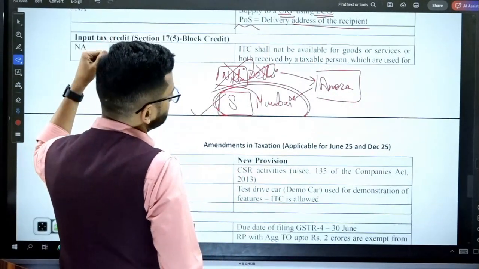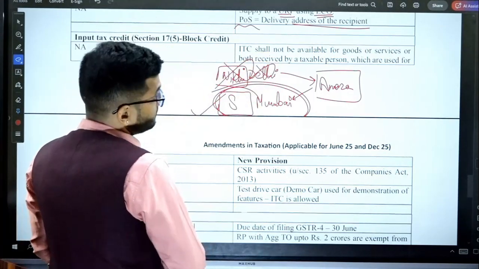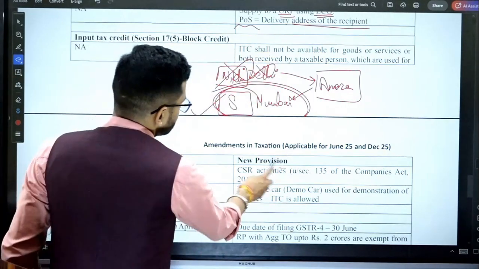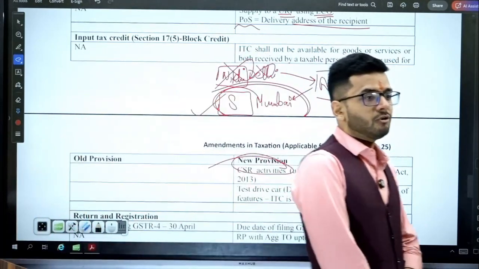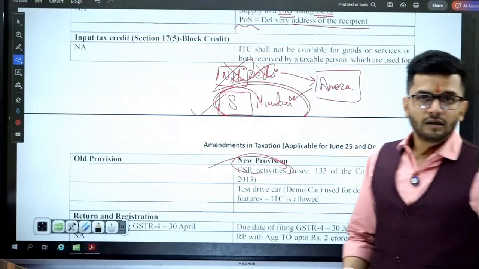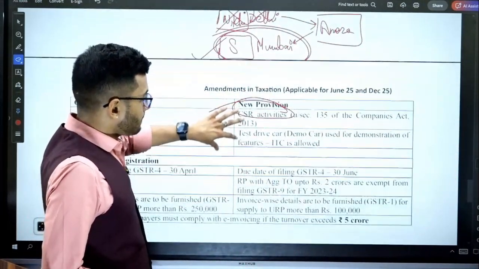All right, blocked credit. ITC shall not be available for goods or services or both received by a taxable person which are used for CSR activities. So if you are purchasing some goods and services for using it for a CSR function or CSR celebration, then ITC is not available for these products.